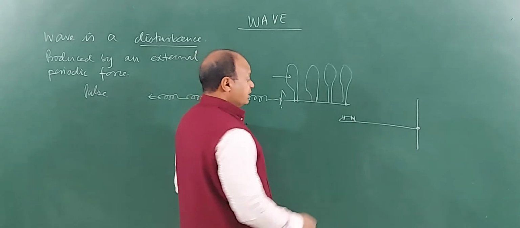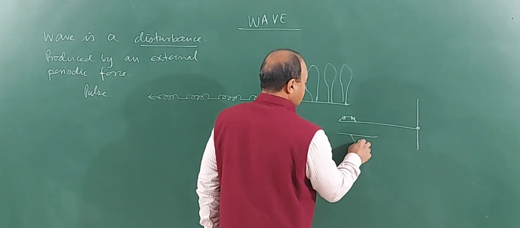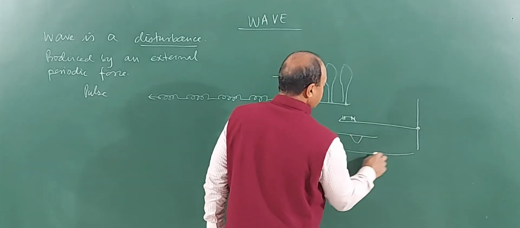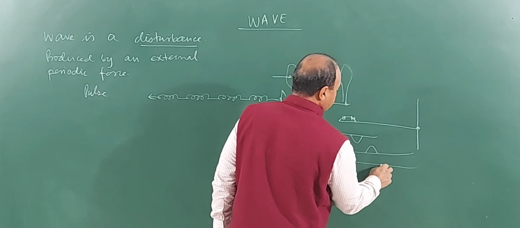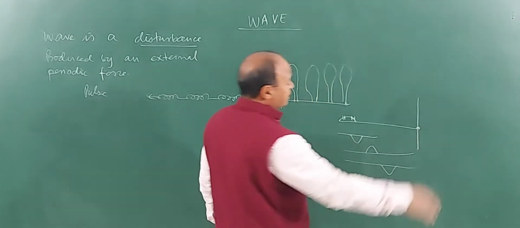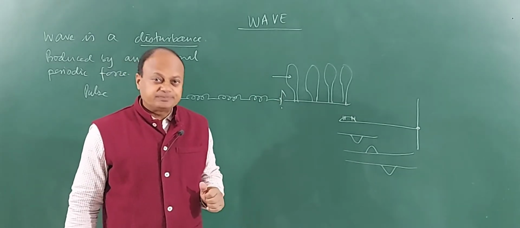and the disturbance which is traveling is actually considered what? A wave. Now we can have yet another part like this. This is another pulse. You can have yet another part, which is another pulse. And this is how the wave gets what? Propagated through a medium. Clear?